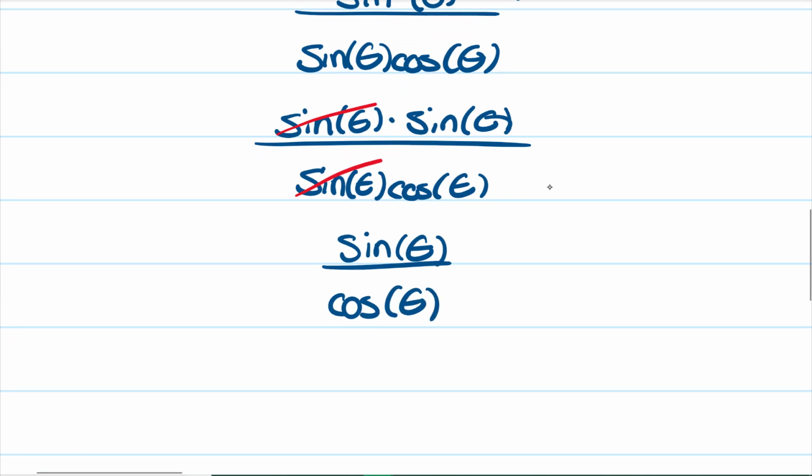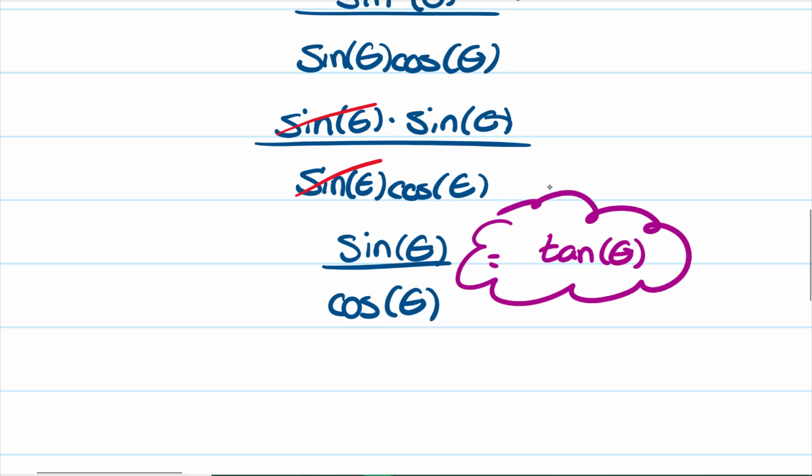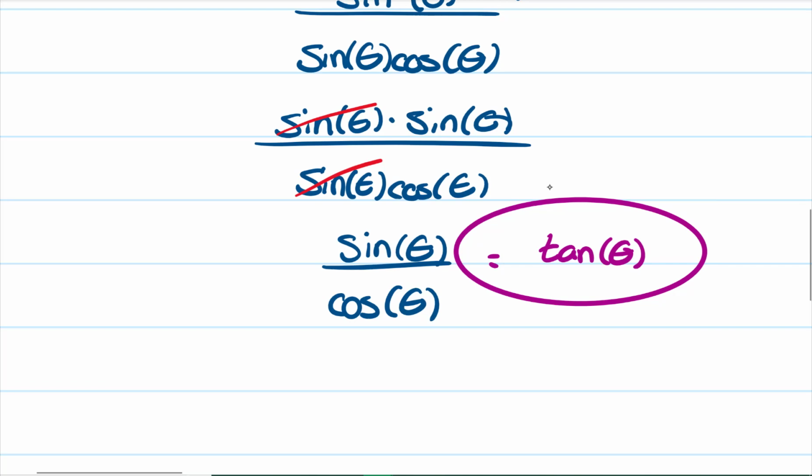Now, if I wanted it as one trig term, if the question said reduce this down to one trig term, this is also equal to tangent of theta. So keep in mind, those are the same thing. However, the problem asks for just sines and cosines.